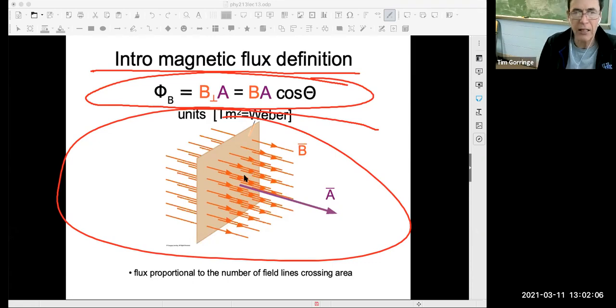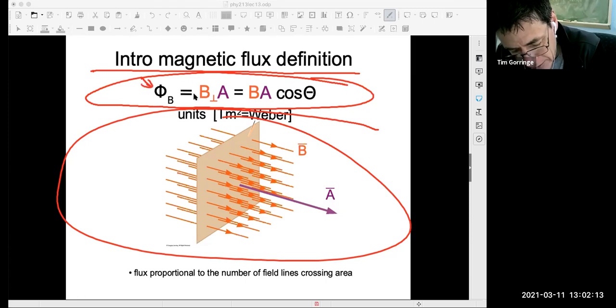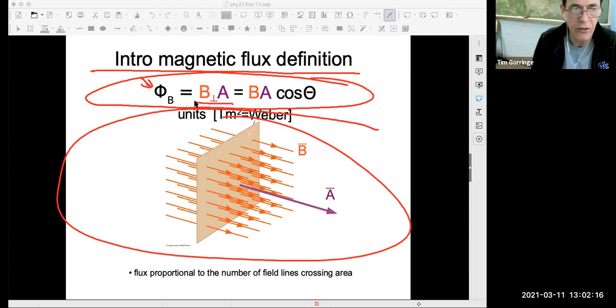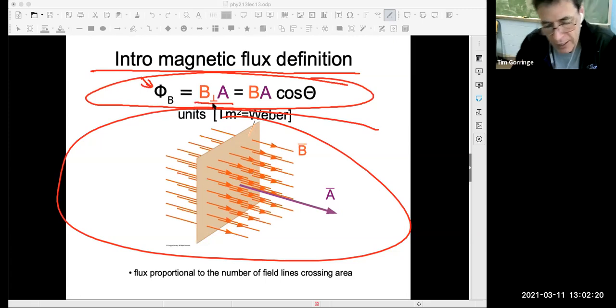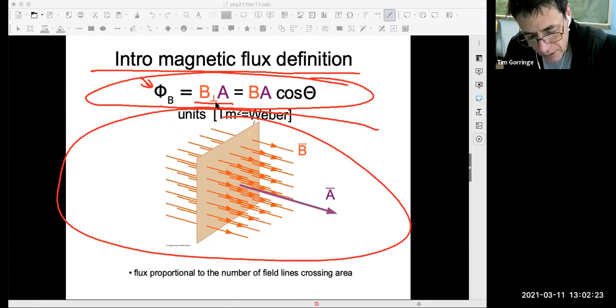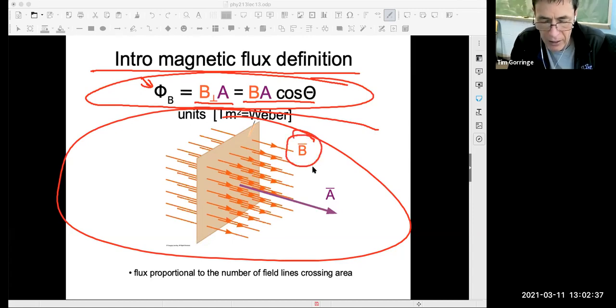One way of thinking of the magnetic flux through a particular surface is that it's the area of the surface times the component of the magnetic field that's perpendicular to the surface. That's this style of writing it. Or you can think of it as the strength of the magnetic field at the surface times the area of the surface times the cosine of the angle theta. That's the angle between this vector that represents the magnetic field and this vector that represents the surface.